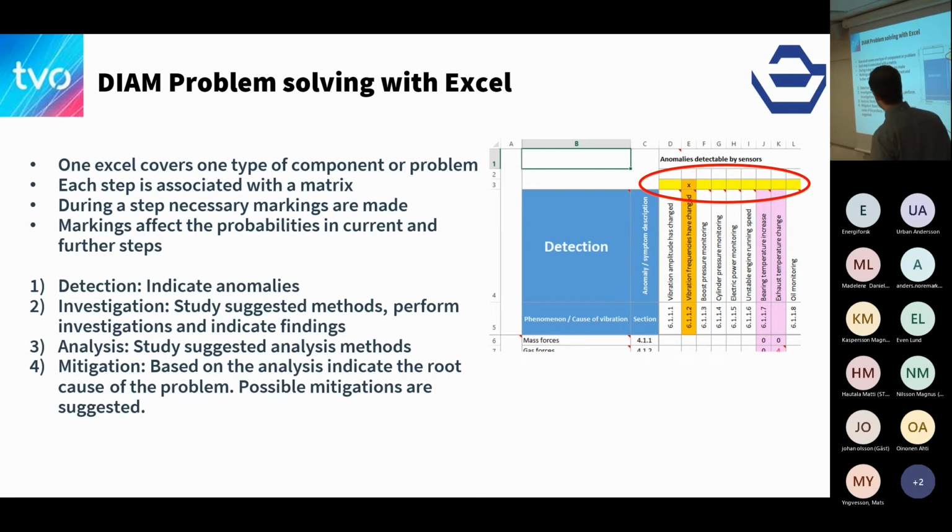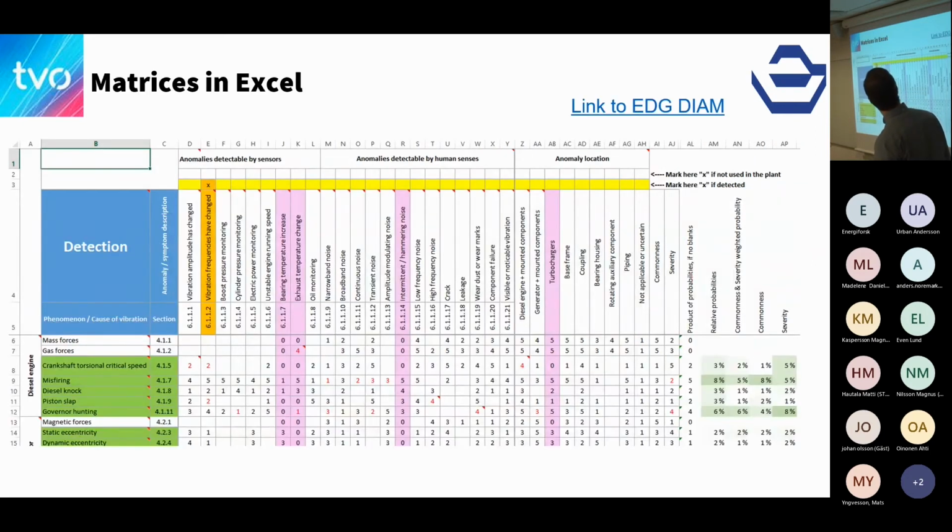And in the mitigation phase, the root cause should be clear, and we indicate that, and based on that, mitigation methods are suggested. So in the next slide, I would have a better description of the Excel sheet.